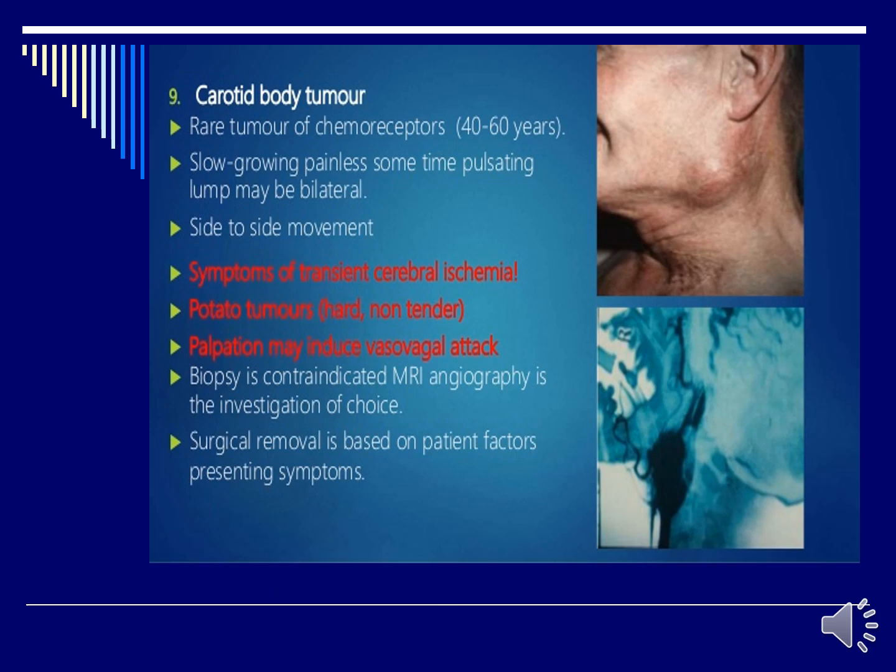Carotid body tumor. This tumor occurs at the bifurcation of the common carotid artery. Usually it is a tumor of the elderly, more than 40, slowly growing, painless, sometimes pulsatile. It may be bilateral, but mostly unilateral. It moves side to side but not up and down. This is one of the pathognomonic characteristics of this tumor.